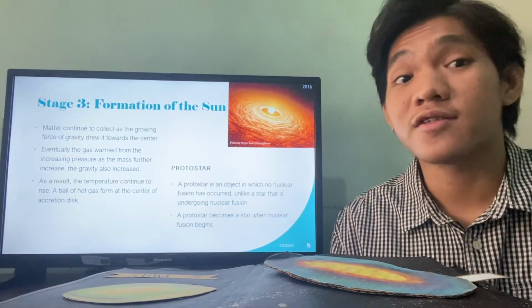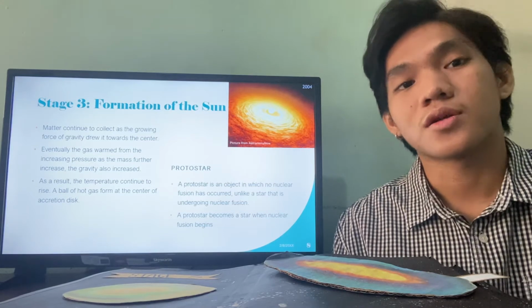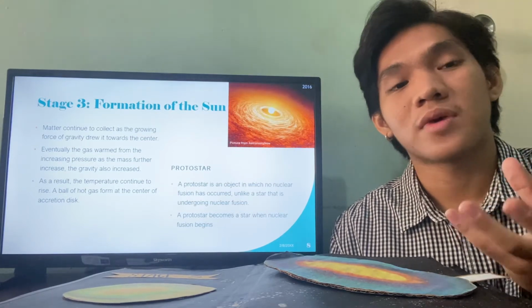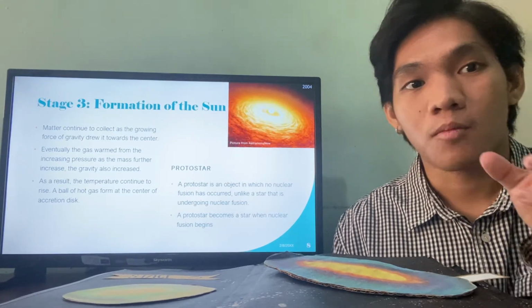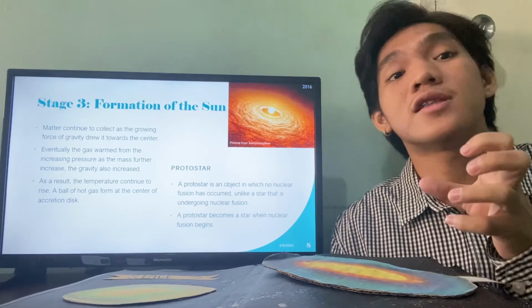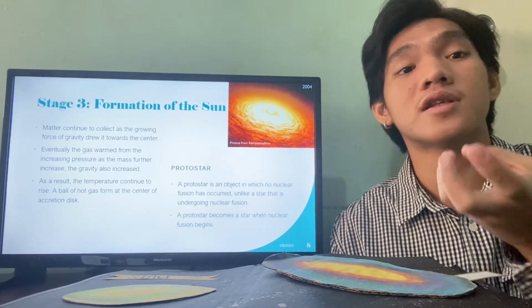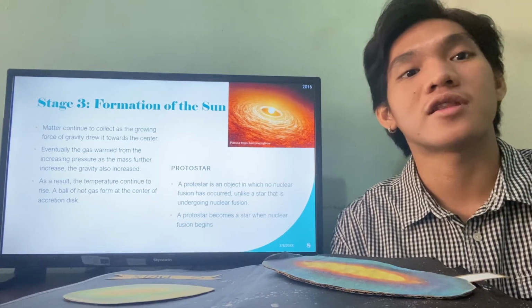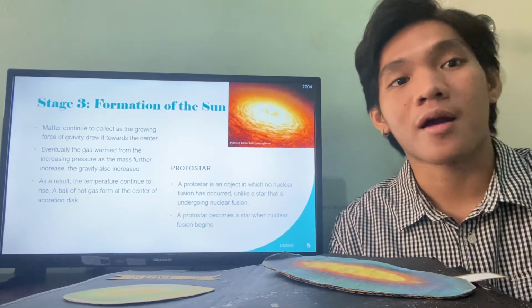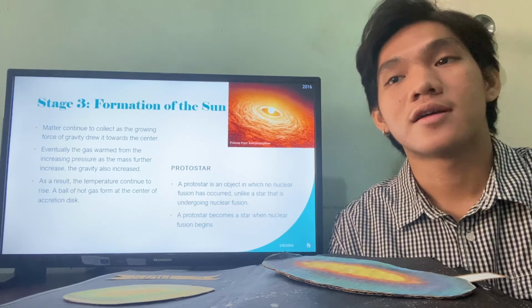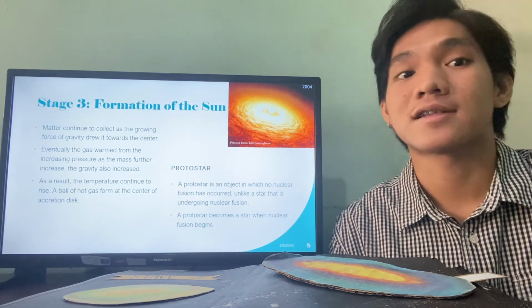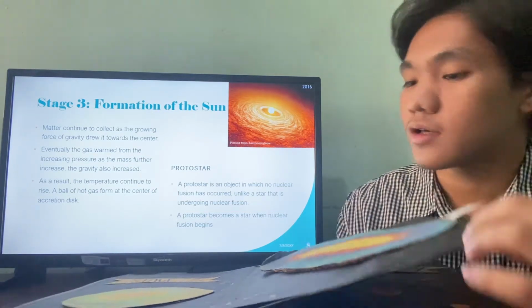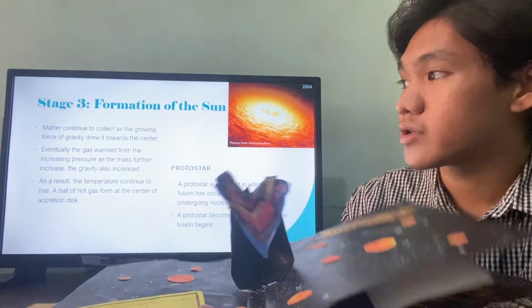Stage 3, which is the formation of the sun. When the protostar became existent, when more matter collapsed in the center of the disk, it will most likely form in the center because it is where it could get more matter, and it could collect or attract many clouds of dust and gas from the nebula. Okay, so this is a more creative representation of that.